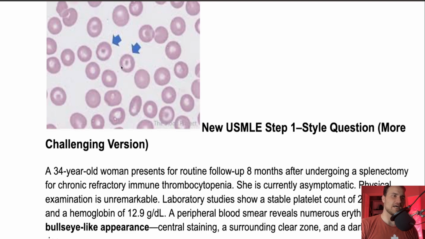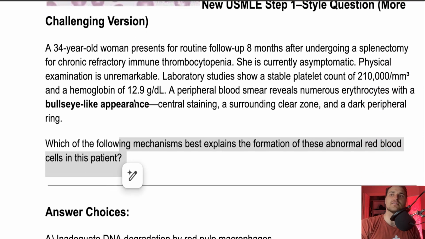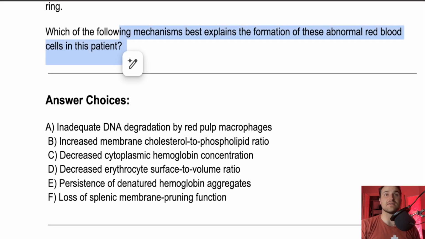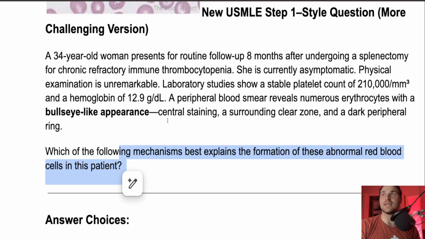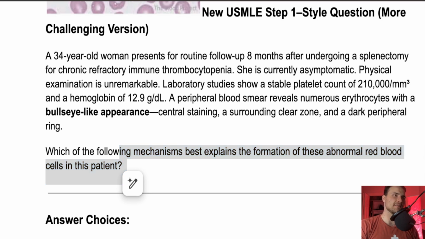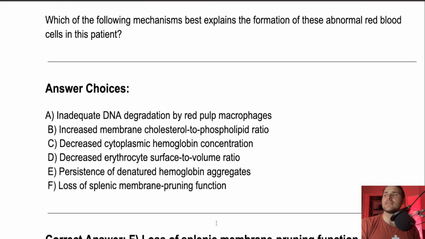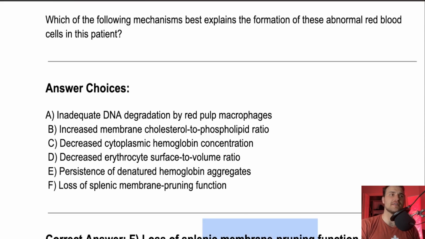So over time, the hepatic macrophages may take over some of this role, and the target cells may decrease, but not disappear ever. And so this patient is going to have target cells due to excess membrane, which is caused by the loss of splenic pruning after, what does he get? A splenectomy. Okay? Does that make sense? A splenectomy is the surgical operation where you remove the spleen, right? Okay. So the loss of the splenic membrane pruning function is going to be our correct answer.